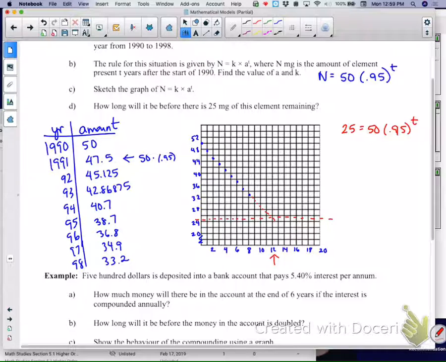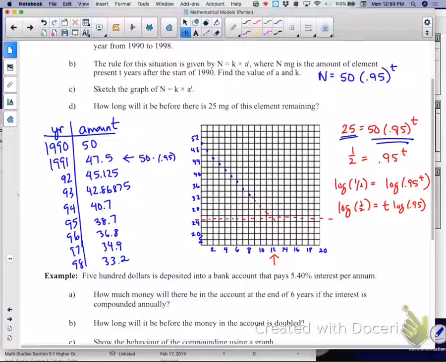So what you would do is you divide both sides by 50. So you get 1/2 is 0.95 to the t. You would take the log of both sides. And then that t is going to come down. And then you would divide both sides by the log of 0.95. Or we graph it. You graph this part in your calculator, you graph this part. Or if you'd rather, you graph this part and you graph this part, either way.